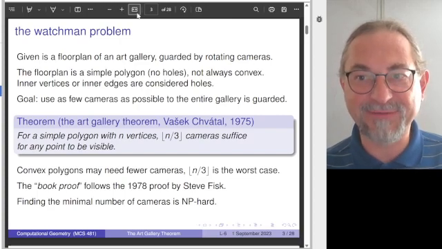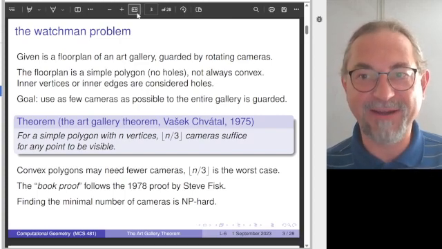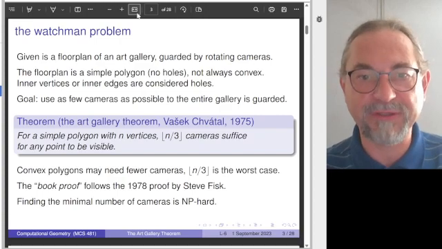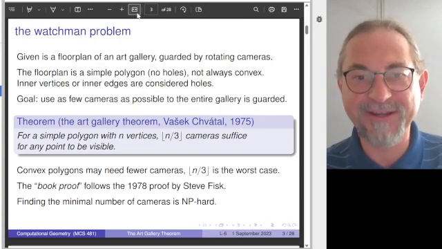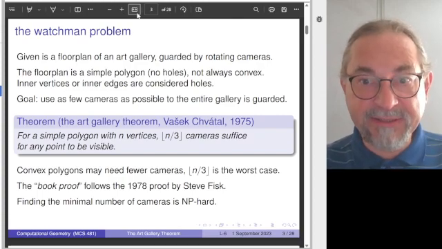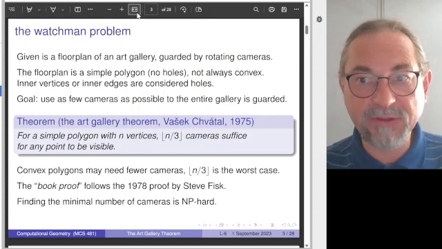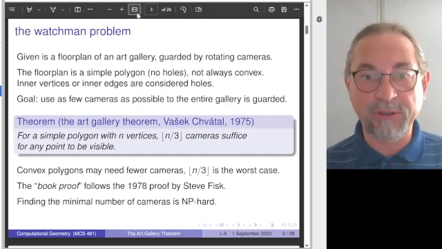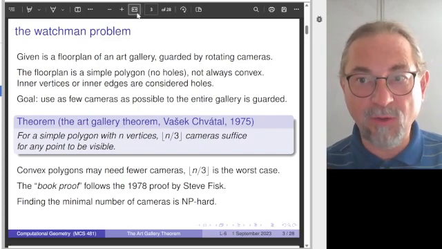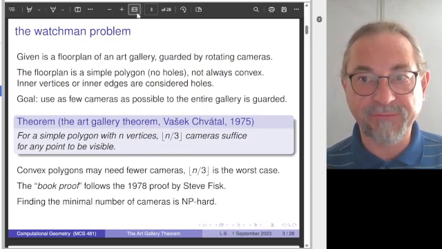In mathematics, it's very important that we have clear definitions. So the word "simple" in simple polygons is important. It's a simple word, but it is important. Then in 1975, the Art Gallery Theorem was proven. If you have n corners of your floor plan, then n over 3 cameras suffice.